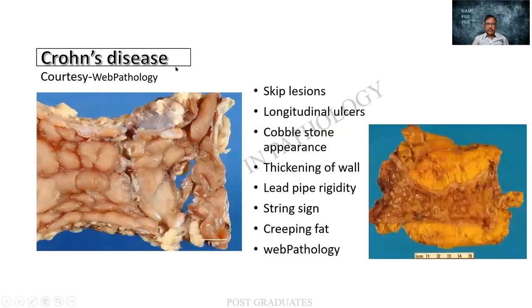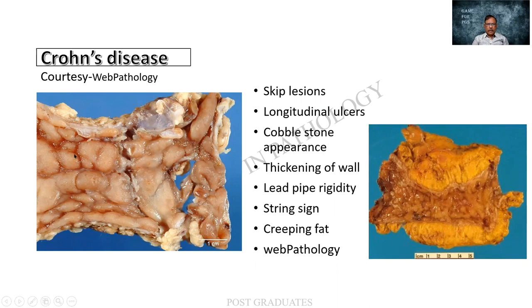Again, Crohn's disease, continued, thanks to web pathology. There will be skip lesions, whereas in ulcerative colitis it will be a continuous lesion. Crohn's disease is supposed to involve anywhere from the colon up to the oral cavity, and the lesions are skip lesions. You might get longitudinal ulcers and fissures in a case of Crohn's disease.